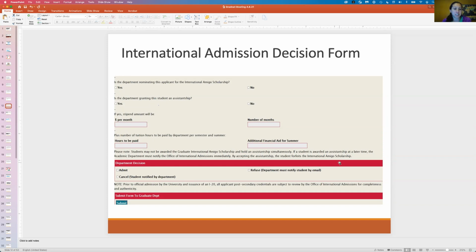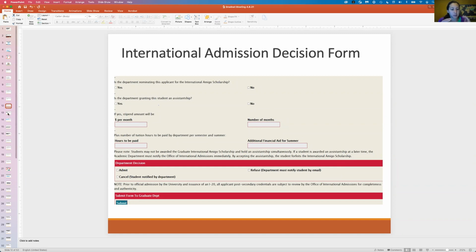When your department has rendered a decision, you'll go into the form and fill out the terms of their admission. If they are being nominated for the Amigo, click yes, if not, click no. And if they get an assistantship, click yes, and then enter the terms of it. We need this information in order to issue a student's immigration documents. If they have an assistantship, it's important to know its value to help with those documents. They have to show their funding for the first year of their attendance at the university, and this helps determine if they need to provide additional documentation for that.